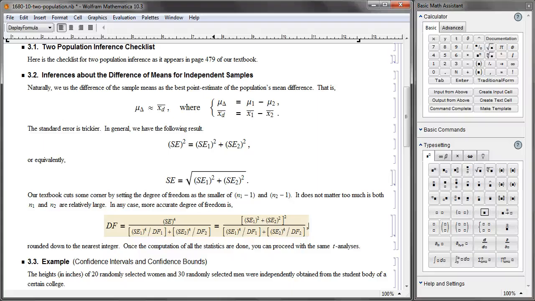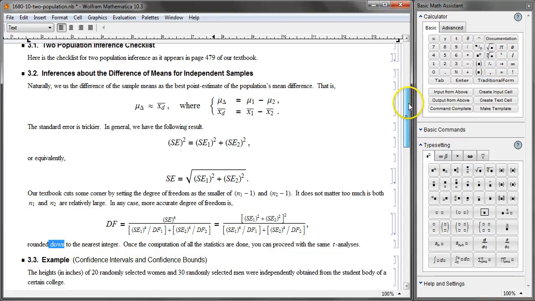Also, it's tougher because, well, just look at this formula. It's more complicated. But it's not too bad because you know what SE1 is, you know what SE2 is, and you know the degrees of freedom. So you have all these values, so all you have to do is just substitute everything and run your calculator. This should not be too difficult, even though it can be tedious. Make sure you round it down to the nearest integer.